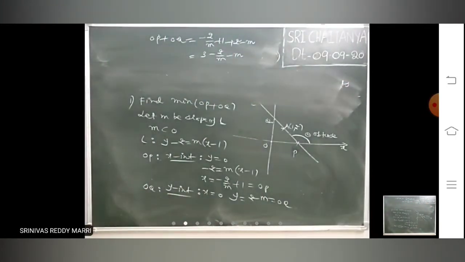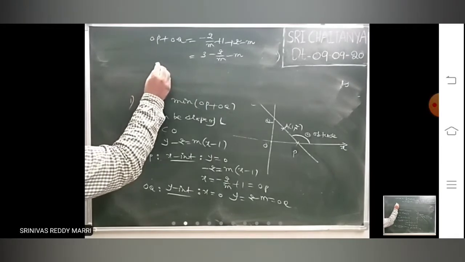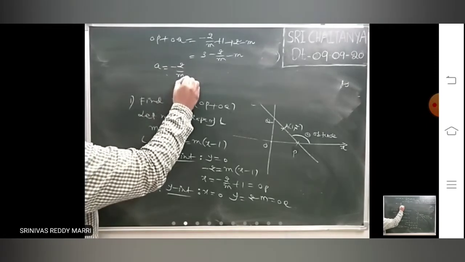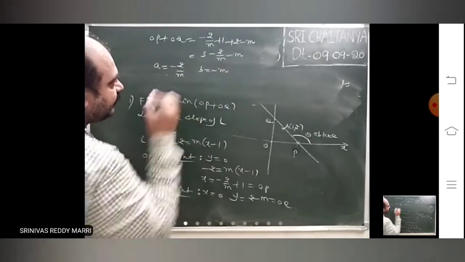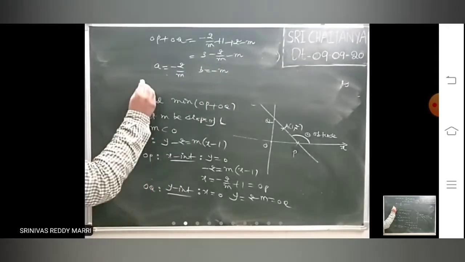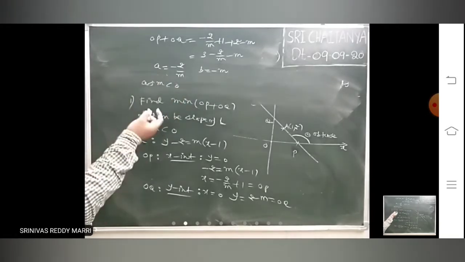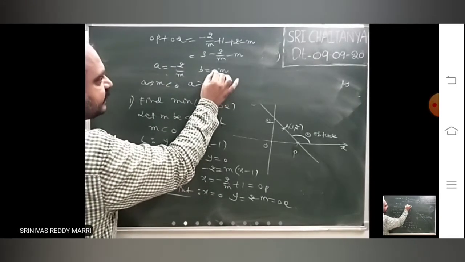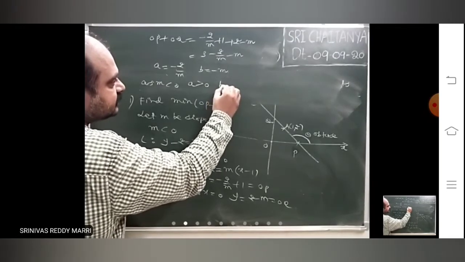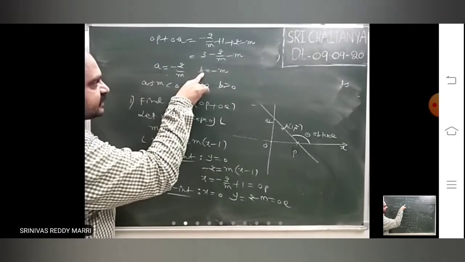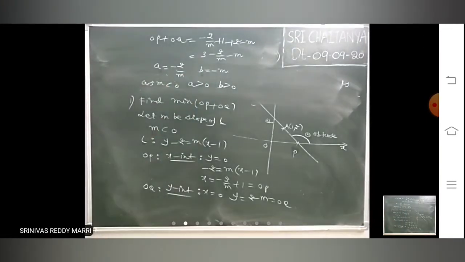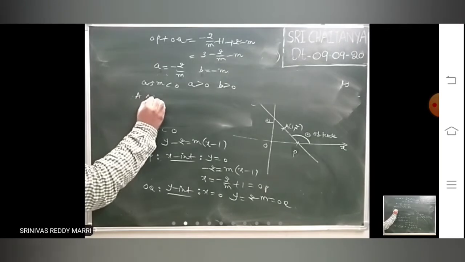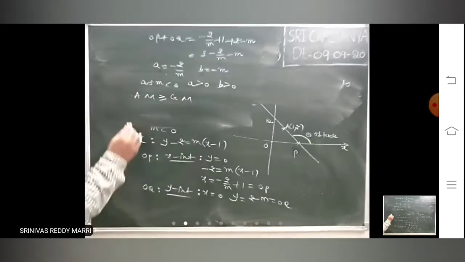When a number and its reciprocal are there, always prefer to apply the arithmetic mean greater than or equal to geometric mean inequality. Let A equal minus 2 by m and B equal minus m. As m is less than 0, m is negative, so A is positive, and B, the negative of a negative quantity, is also positive. As both are positive numbers, you can apply AM greater than or equal to GM.